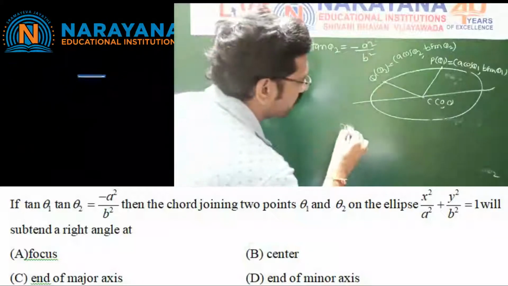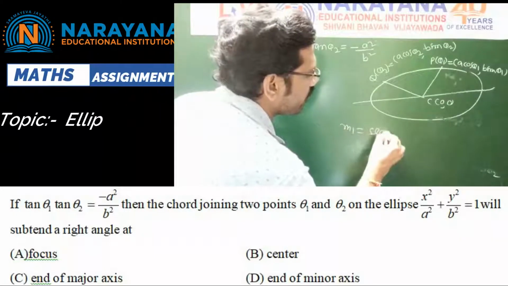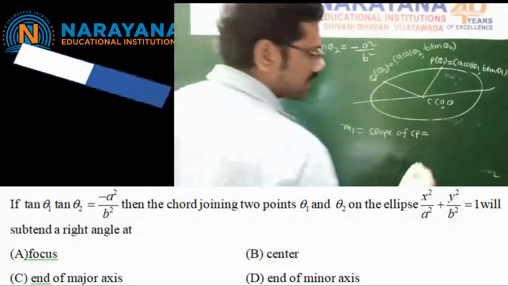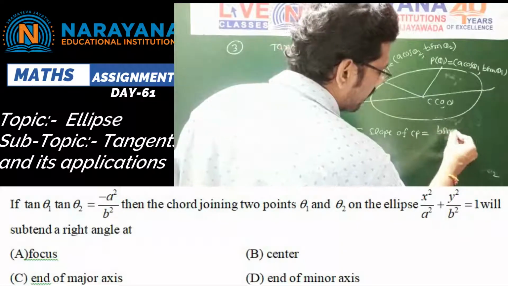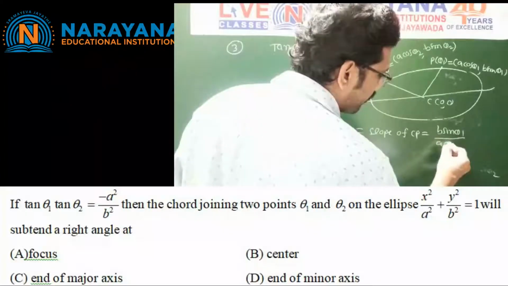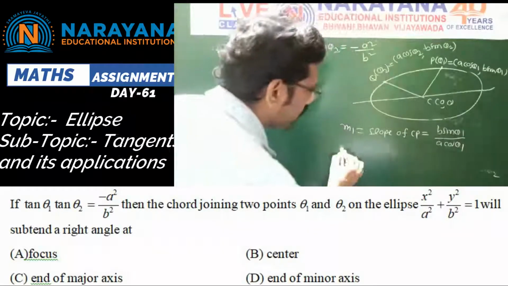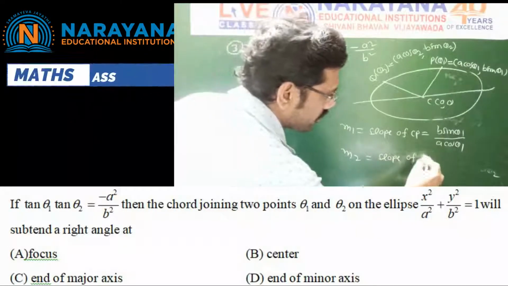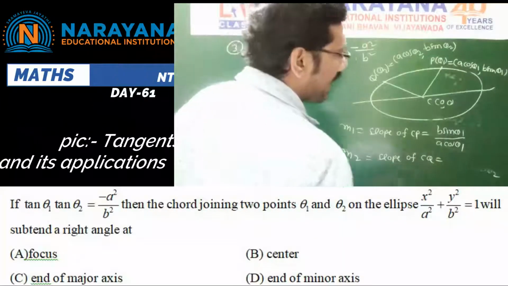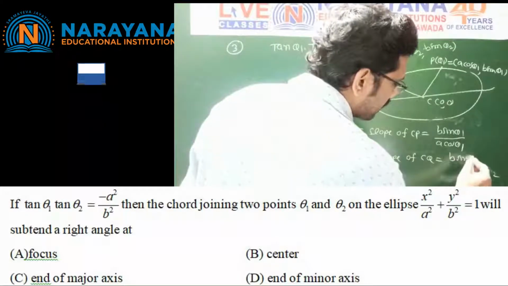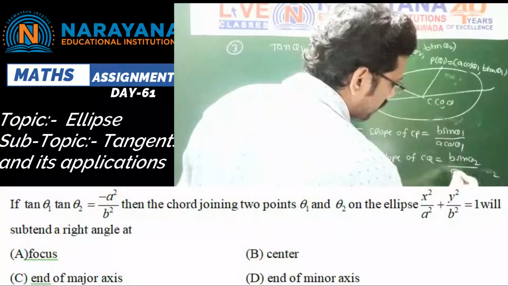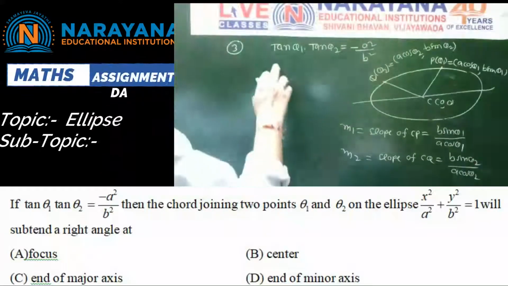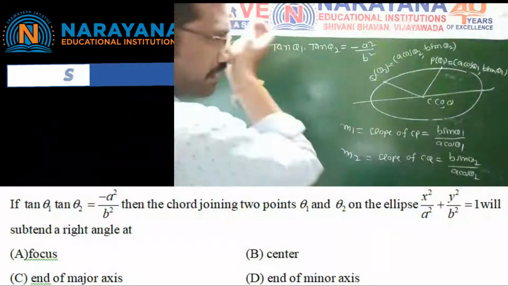Here M1 is equal to the slope of CP. Slope of CP is equal to y2 minus y1 by x2 minus x1, which is b sin theta 1 by a cos theta 1. M2 is equal to the slope of CQ. Slope of CQ is equal to y2 minus y1 by x2 minus x1, b sin theta 2 by a cos theta 2. What is the given condition?